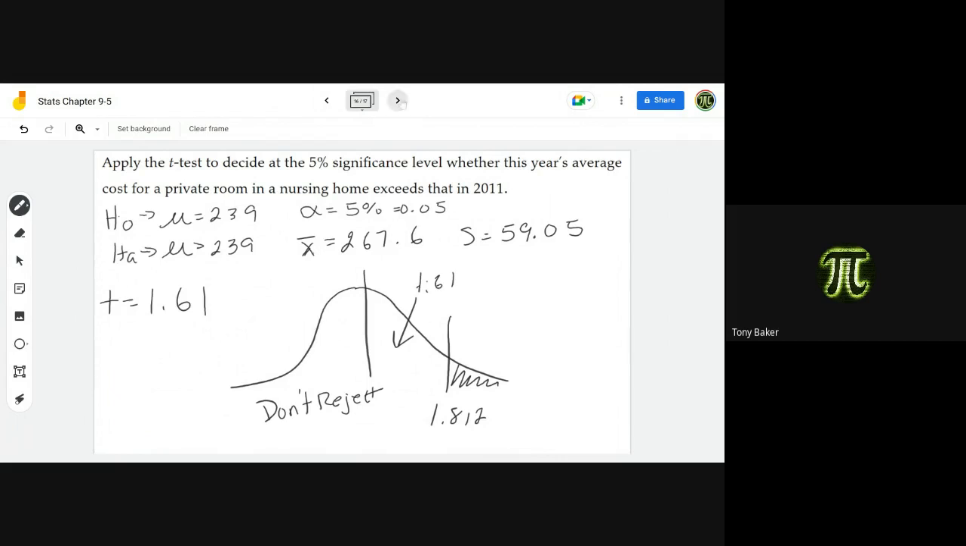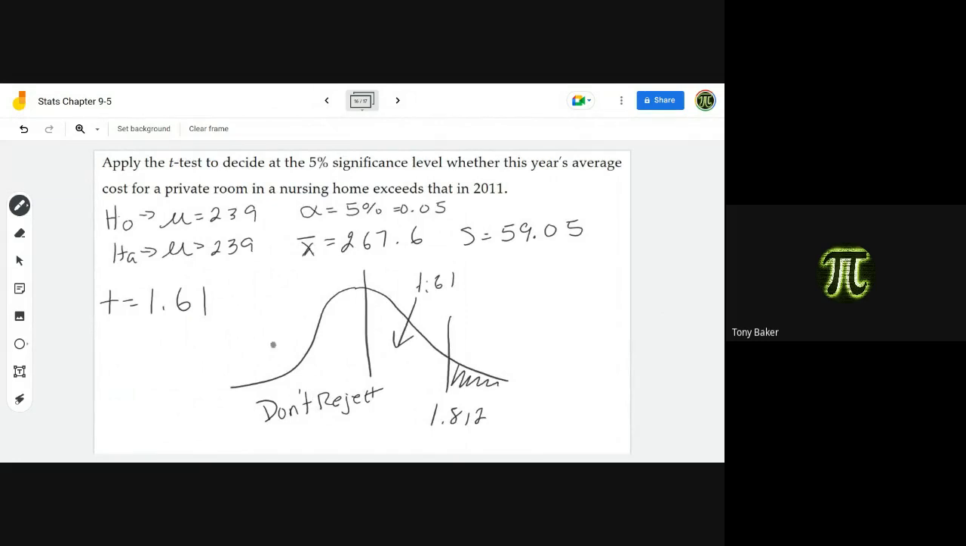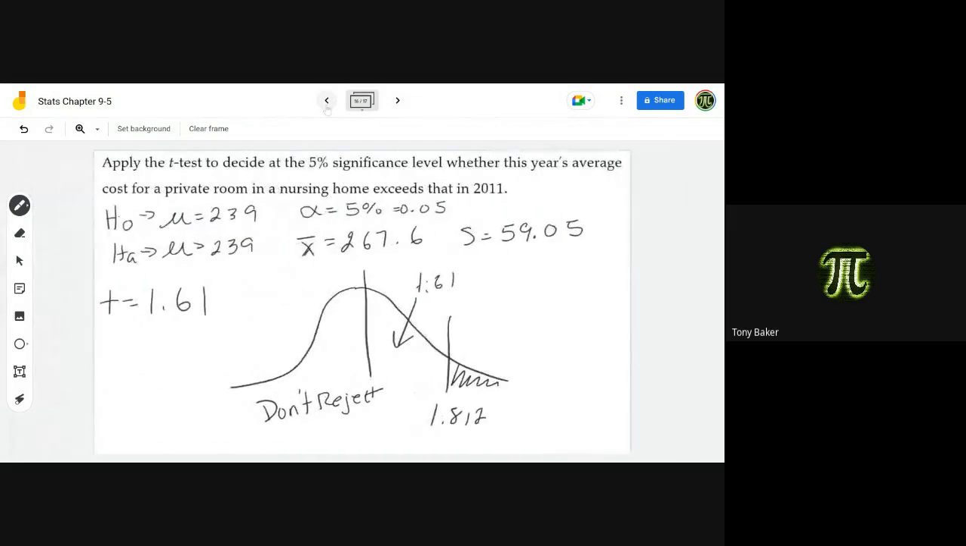If we were looking at left, so we're looking at less than, I still wouldn't reject, because I would have gone negative 1.812 over here, and it's still in the not reject region. And if I had done a two-tailed, it would have been over here, I'd have been at 2.228, so I still wouldn't have rejected it. So no matter which direction you wanted to go with this problem, the data doesn't show that it's significantly different from the mean of $239.